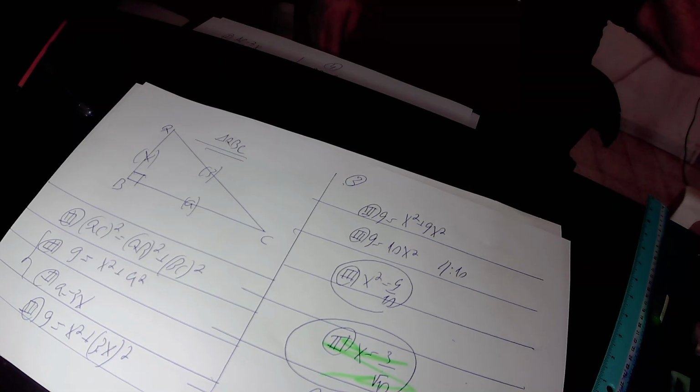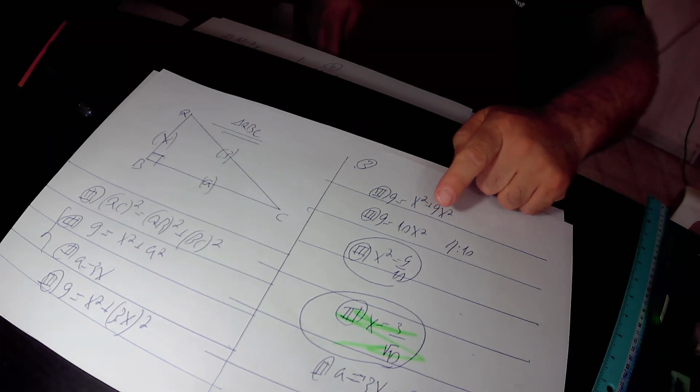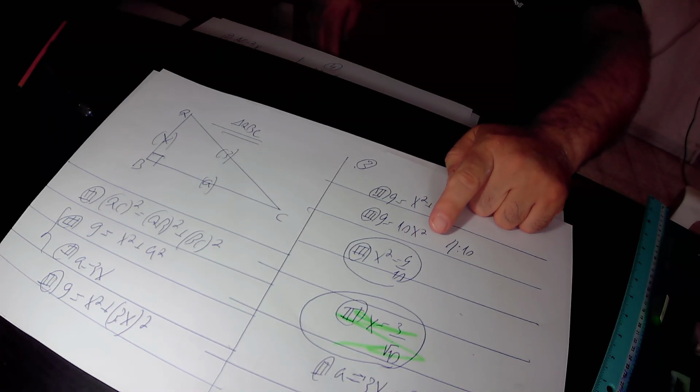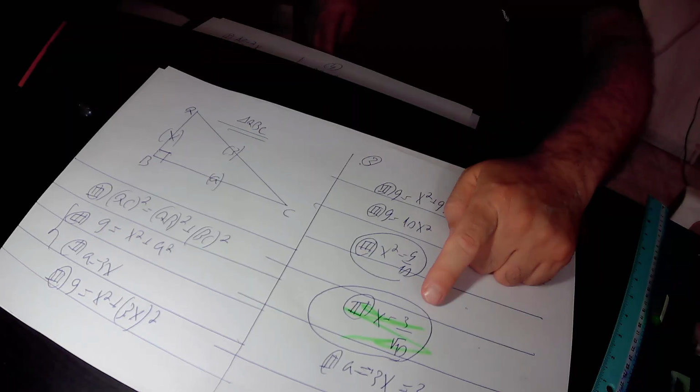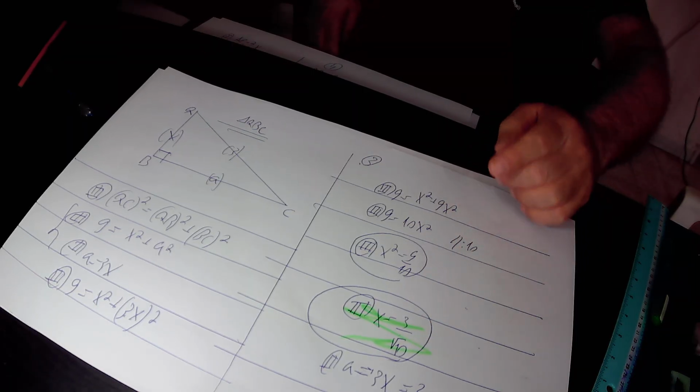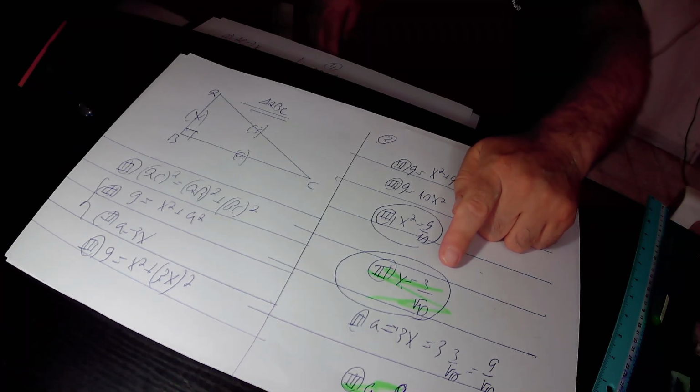Here we divided equation 3 by 10, and so we found that x squared equals 9 tenths. Here we took the square root of equation 3, and finally found that x equals the square root of 9, that is 3, over the square root of 10 units in length. Again, according to equation 3, x equals 3 over square root of 10 units in length.